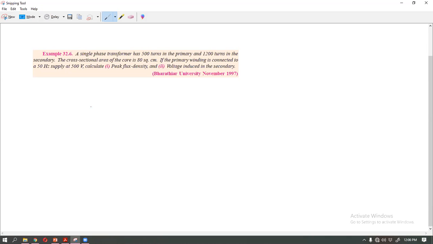This is the question: flux density, peak flux density, okay? Flux density means B m. And voltage induced in secondary, okay? So E2, this.